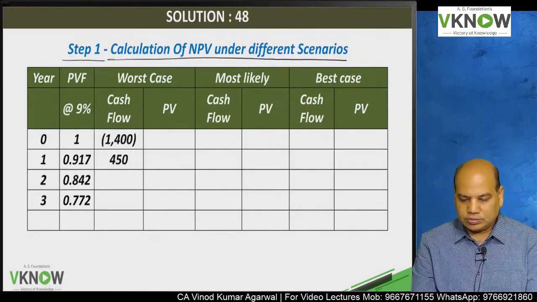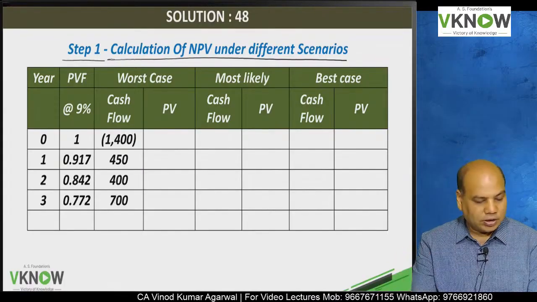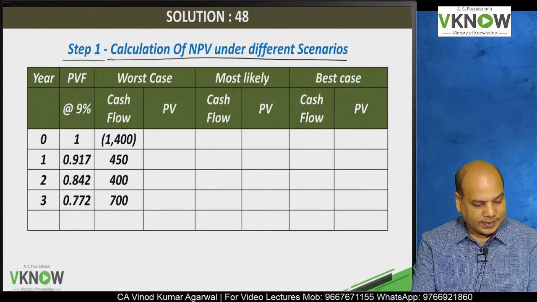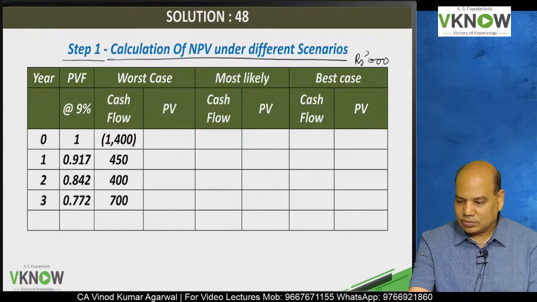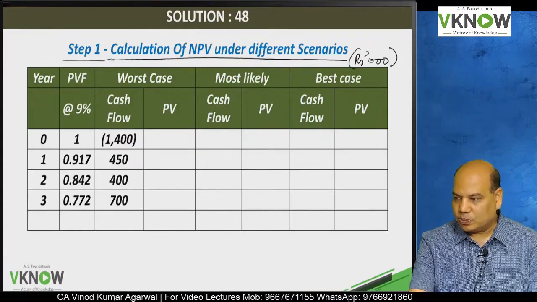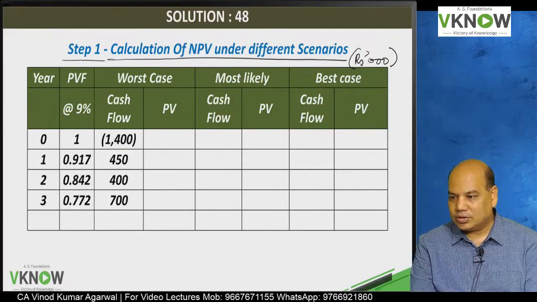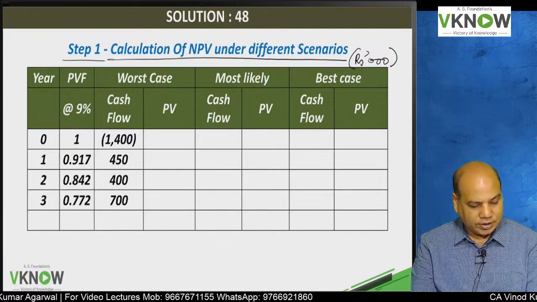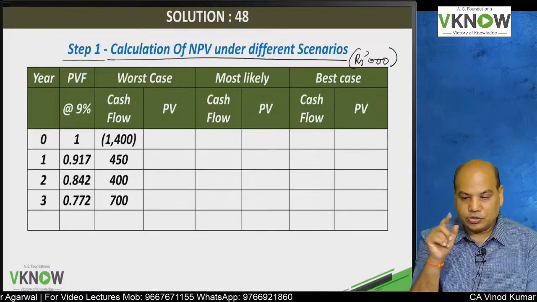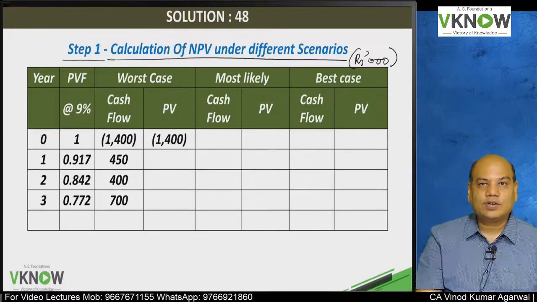Then you write down cash flow in the worst case scenario. Initial investment will be same. Here you write down rupees in 1000. Please write down top right corner rupees in 1000. 1400, 450, 400, 700. Can you see that in worst scenario? Now please use memory plus function also, so that you can take total faster.